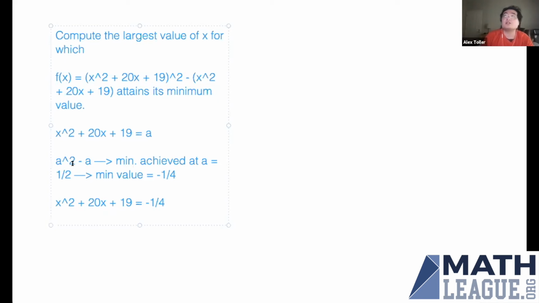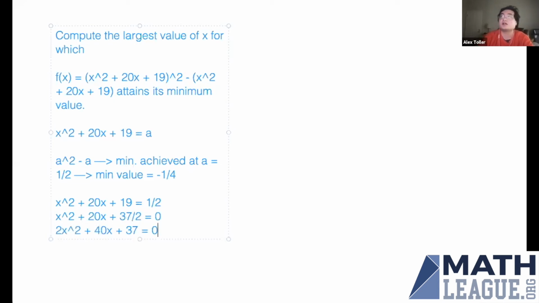So now we just have to find out where this is equal to a half, not a quarter, a half. We want the value of a, and in this case, a is a half. So now we just solve a quadratic. Move the half over. That's going to be 19 minus half, 37 halves. 2x squared plus 40x plus 37 equals 0.